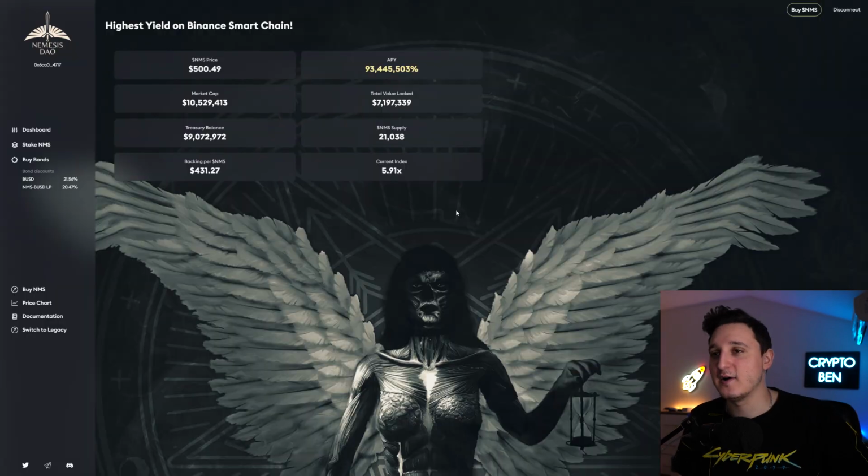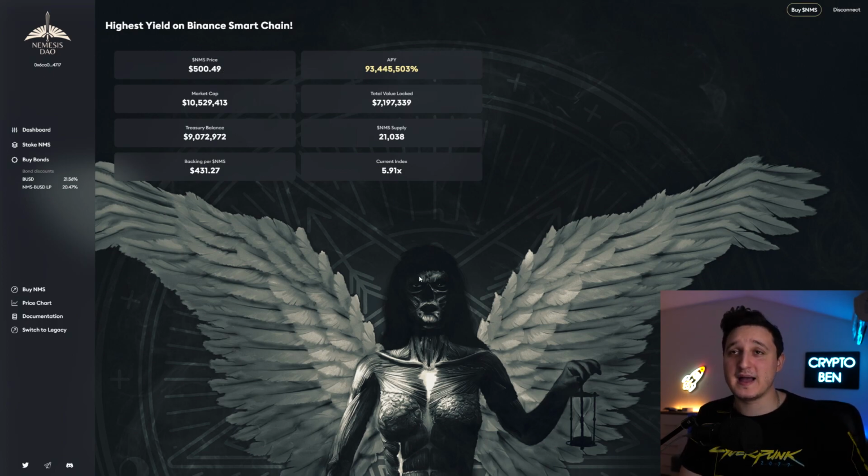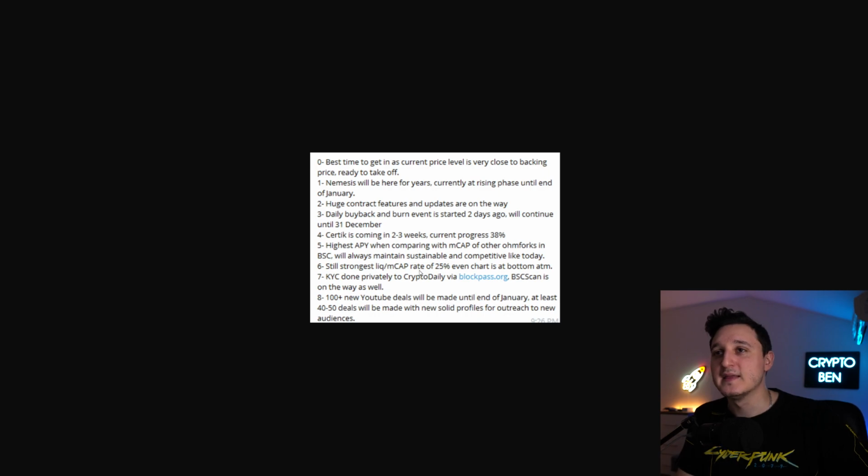This is what I've been talking about, that basically the backing price is $431 while the Nemesis price per token is $500. So it is pretty much backed. It's super backed right now, which is really good to see. Now if you continue, it says Nemesis will be here for years, currently at rising phase until end of January. So they're having, like I said, a huge marketing plan, how they plan to push this token to reach some new highs. Huge contract features and updates are on the way.